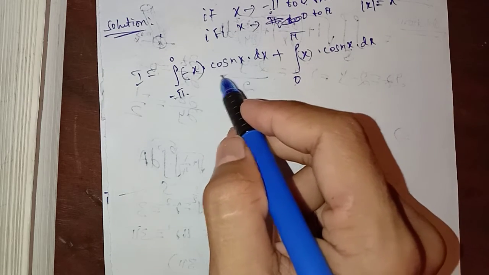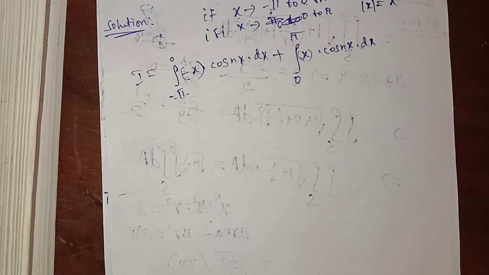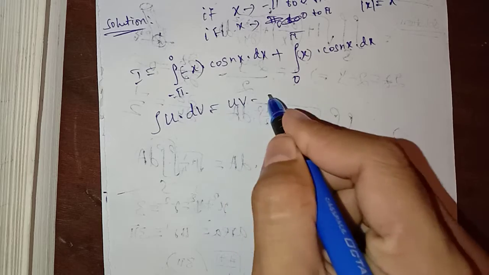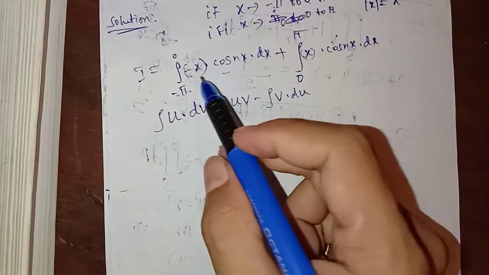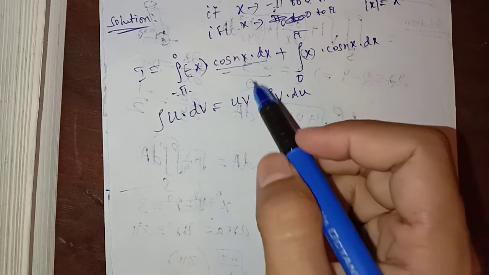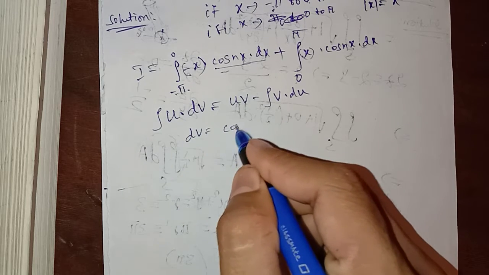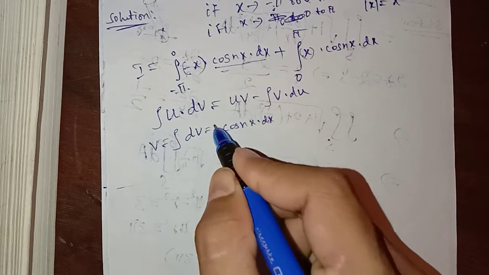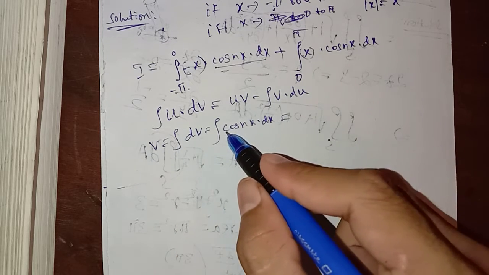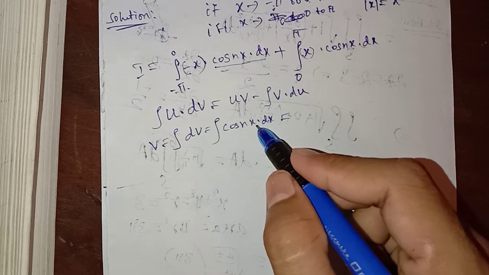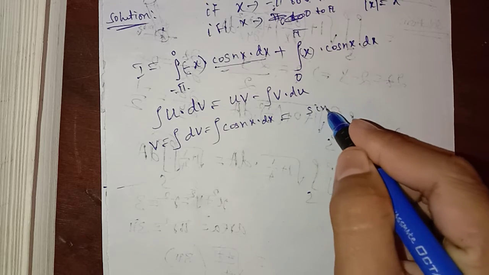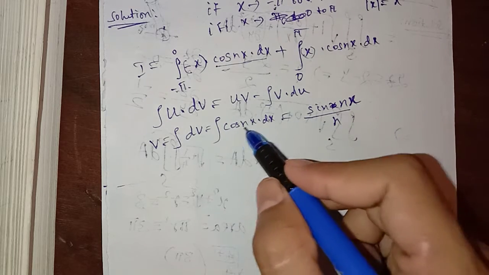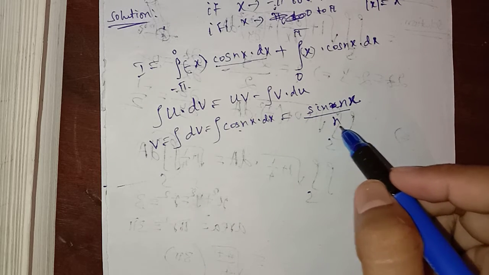Now here we can apply one formula in integration: integration of u dv means uv minus integration of v du. If we take dv equal to cos nx dx, then v is the integration of dv. The integration of cos nx with respect to x is sin nx divided by n.